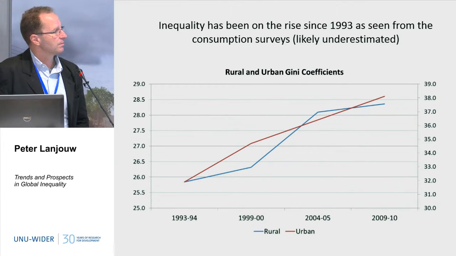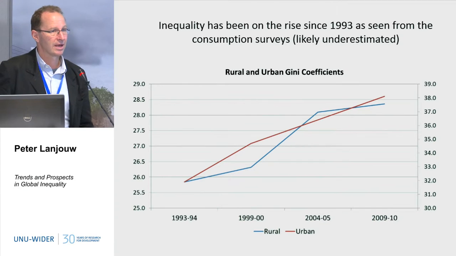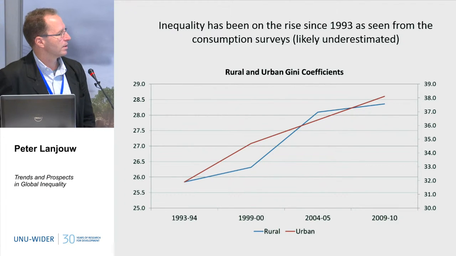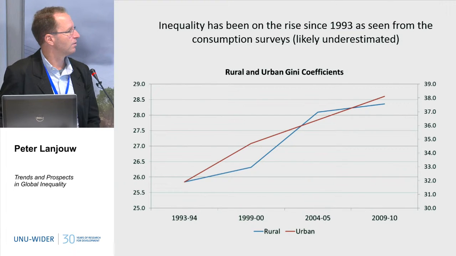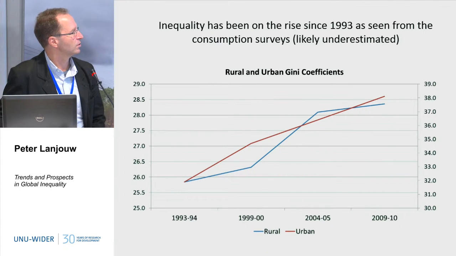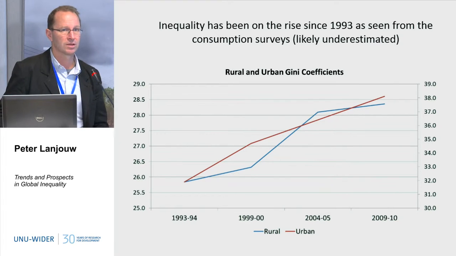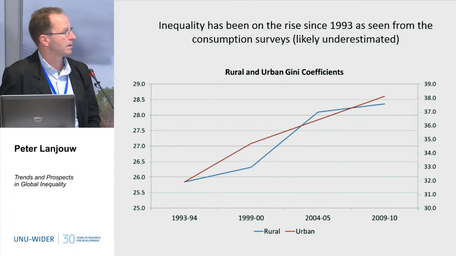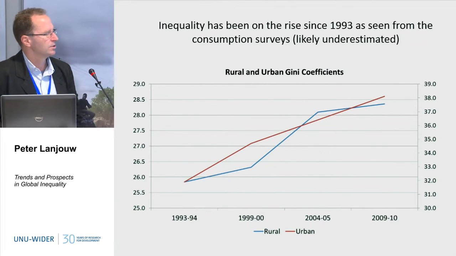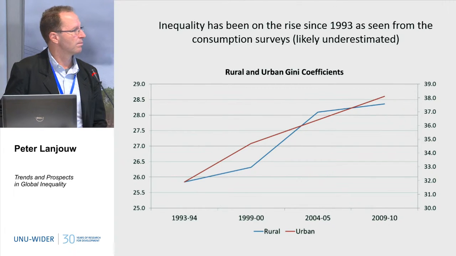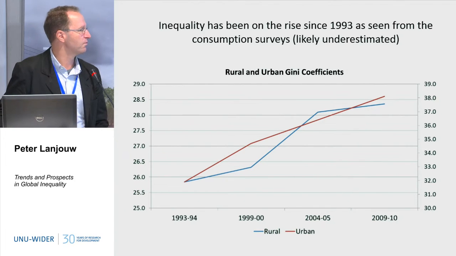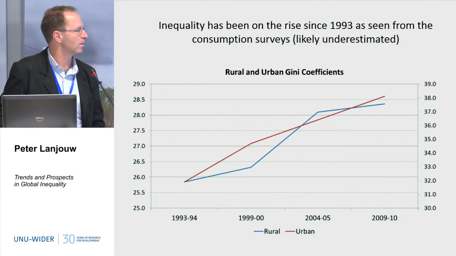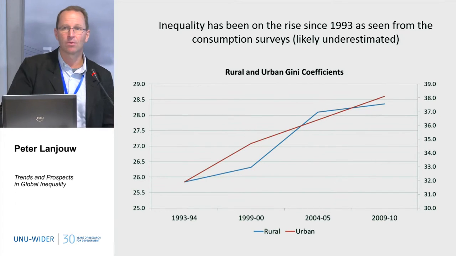This is what's been happening in terms of consumption inequality. If we go back from 1993 through to 2009-10, we see that rural inequality, the blue line here, has been rising, and that's the left axis that we should be looking at for the rural Gini coefficient. It is rising from somewhere just below 0.26 to somewhere above 0.28 between 1993 and 2009-10. And in urban areas, it's been higher. It's starting at a Gini of around 0.32 and rising to somewhat above 0.38 over that time period. So rural inequality is 0.26 to 0.28, and urban inequality has been rising from 0.32 to 0.38. So there has been a rise in inequality.